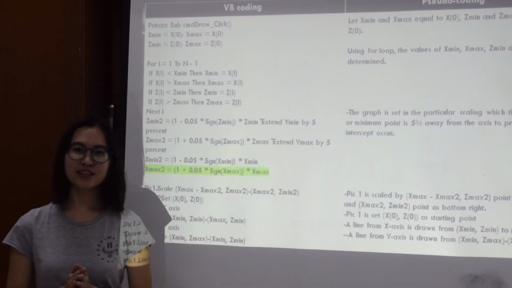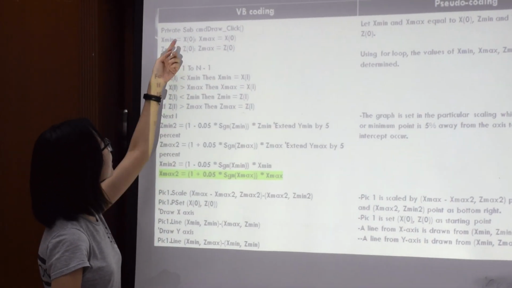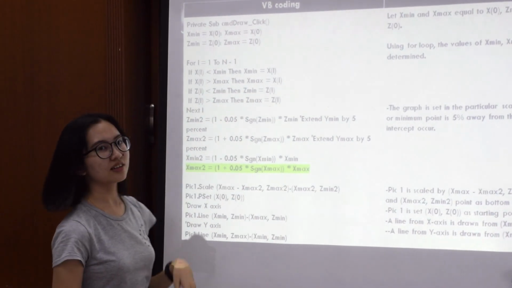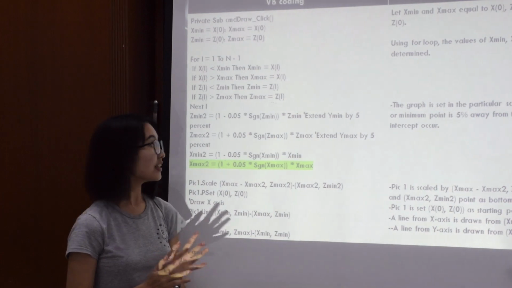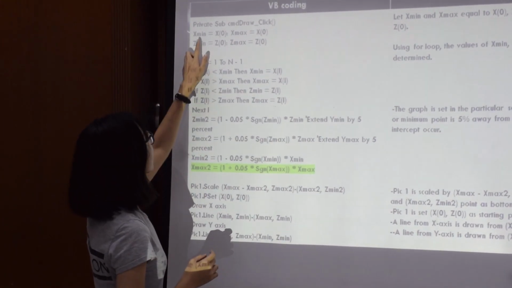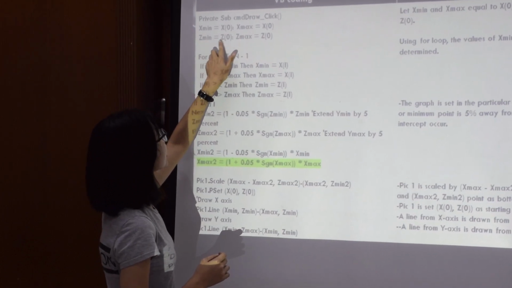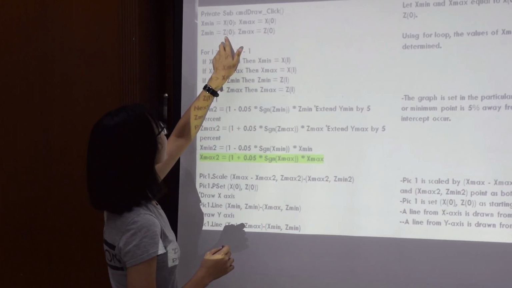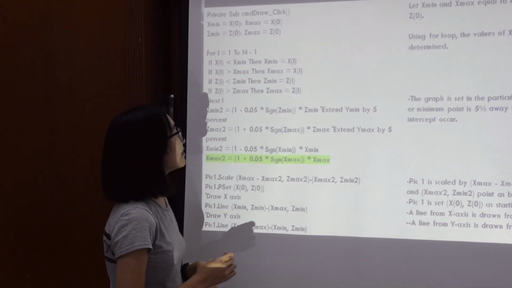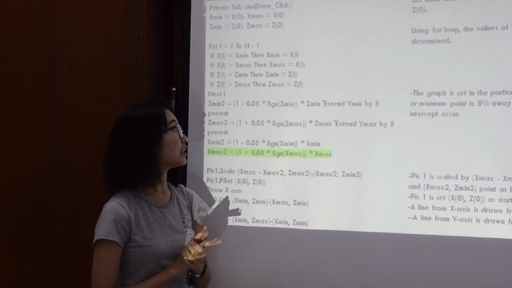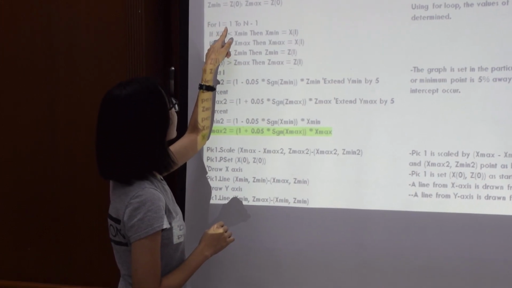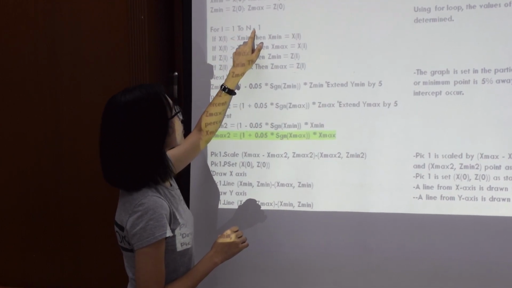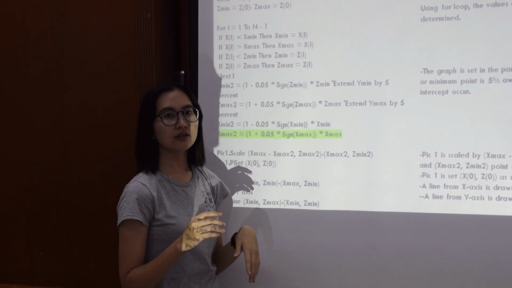Okay, I will explain how to draw the graph. When we click on the draw command button, a graph will be shown in the picture box. And then first of all, we set the x minimum, x max, z minimum and z max equal to x0, x0, and z0, z0. Okay, and then we use the for loop method. First of all, we set I equals 1 to I equals 4.